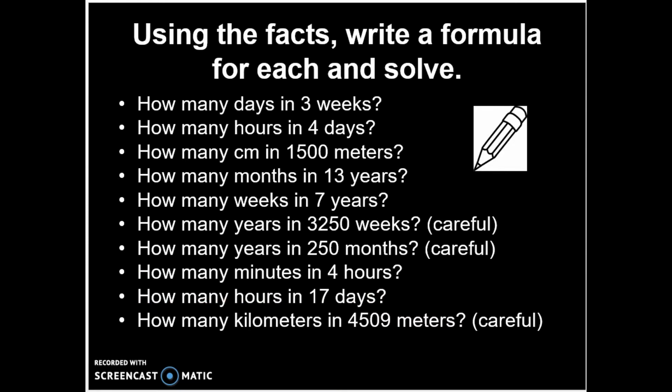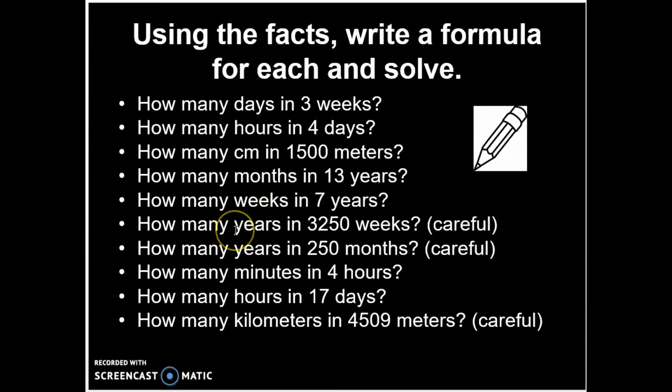The last part will take you a little bit longer. And this is the last part of the assignment on your scratch paper. How many days are in 3 weeks? Write the formula and solve. How many hours are in 4 days? Write the formula and solve. How many centimeters are in 1,500 meters? How many months in 13 years? How many weeks in 7 years?